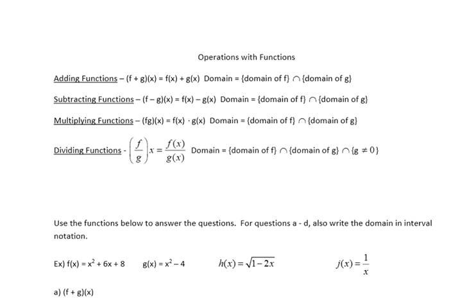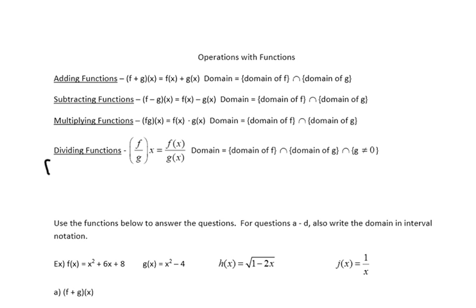Subtracting functions, f minus g of x is equal to f of x minus g of x, where again, the domain is going to be the intersection of the domain of the two functions. Multiplying and dividing functions are very similar. Now, I want to show a very, very quick example of how this works. So I'm going to come up with two very basic functions.